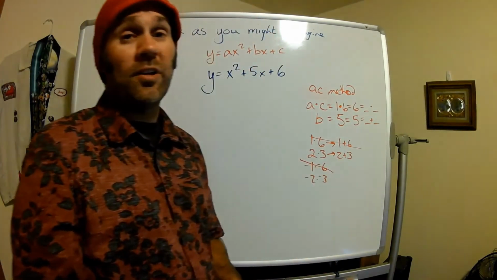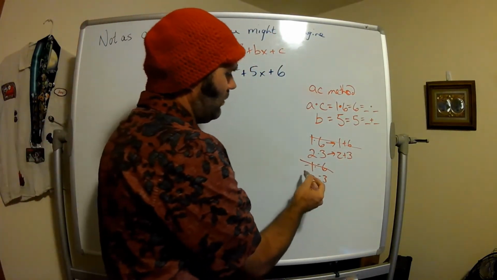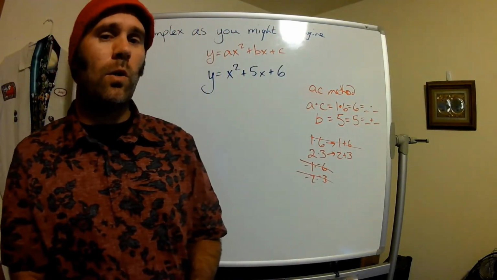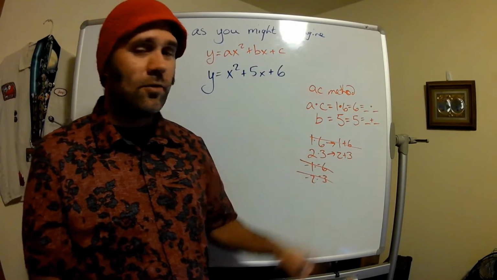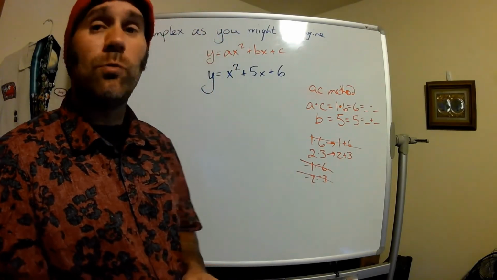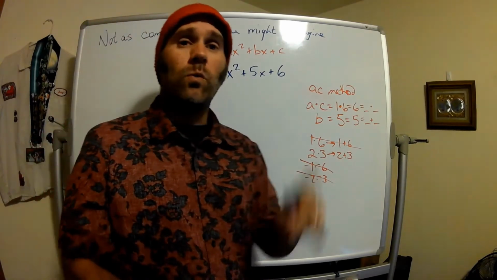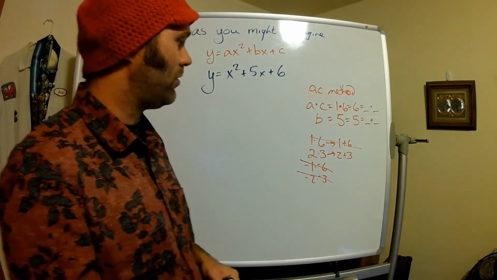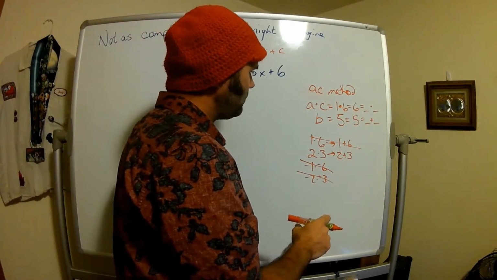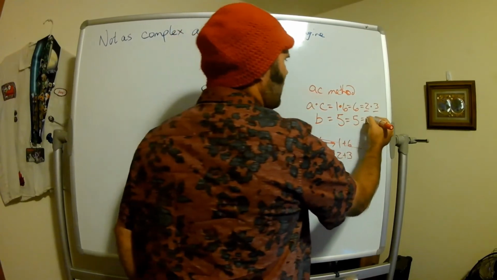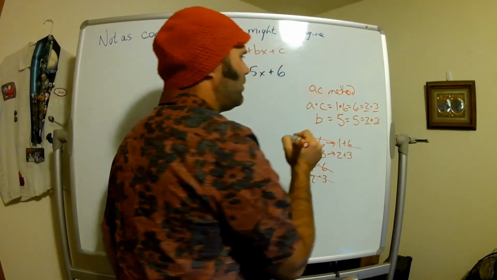-1 plus -6 is -7, and -2 plus -3 is -5. So we know that there's only one answer because there's always just one unique solution to this problem. There's either going to be one unique solution or no solutions. Those are your options here. Okay? So 2 times 3 is 6, and 2 plus 3 is 5.